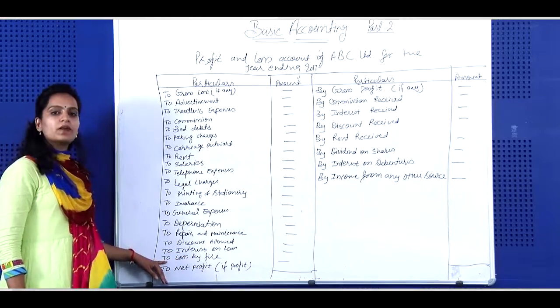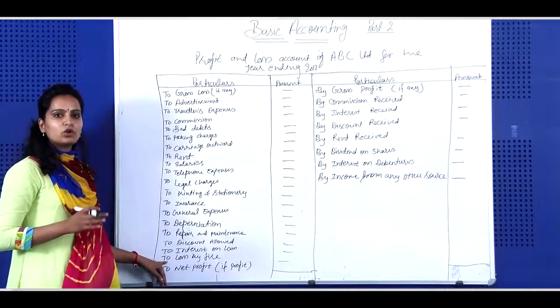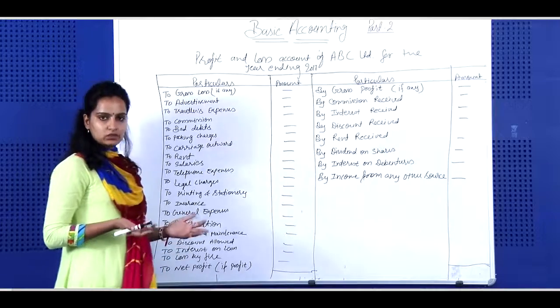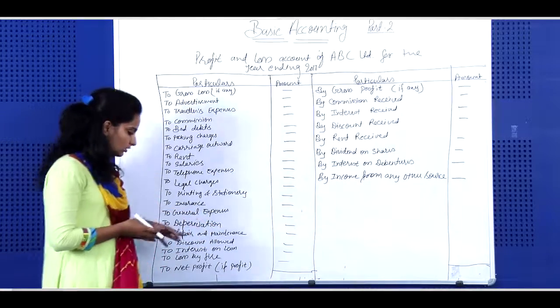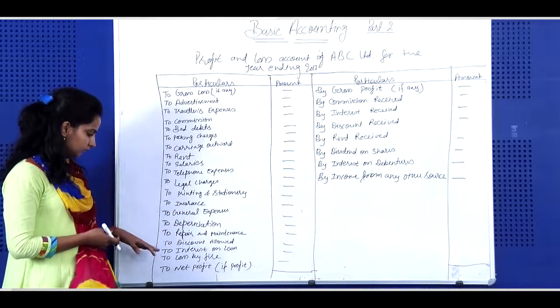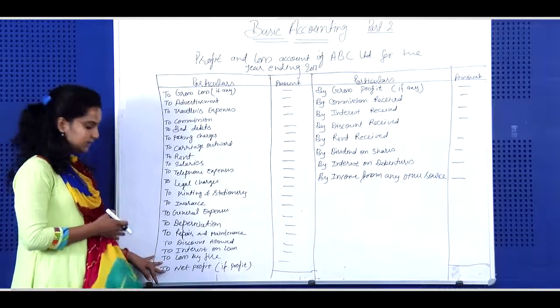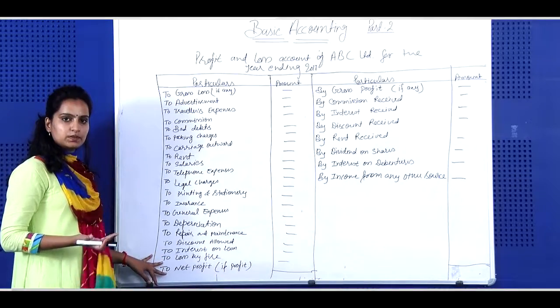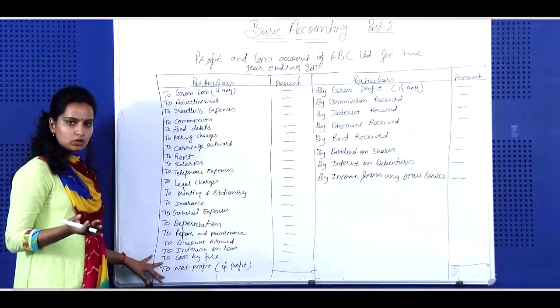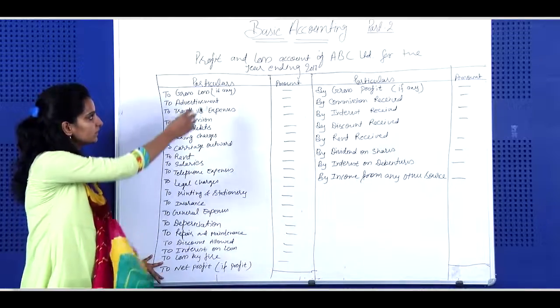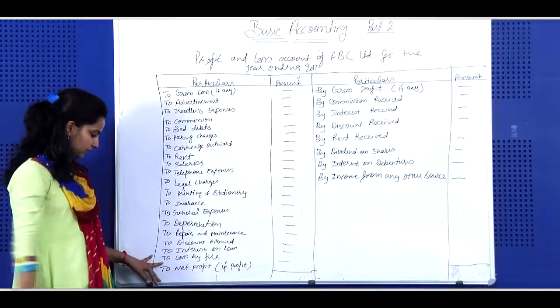Next one is the loss by fire, or we can say loss by theft, or other loss by natural disaster. Loss by fire, ultimately, is an indirect expense for us, or we can say indirect loss for us. So, it will come in the profit and loss account debit side.